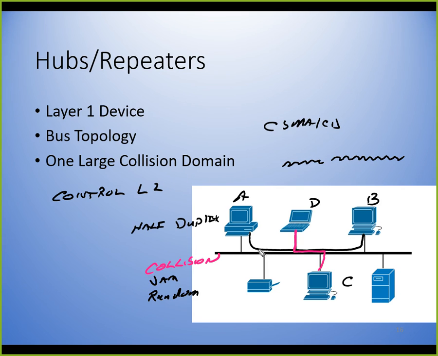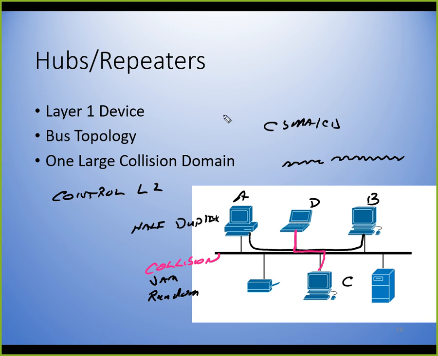Now, the first network that I was on was coax. This is exactly what we had. Pretty slow, lots of collisions, and as you can imagine, the more devices that we put on here, the more collisions we're going to have, and the slower the network's going to be, because every time you have a collision, you have to do the back off.